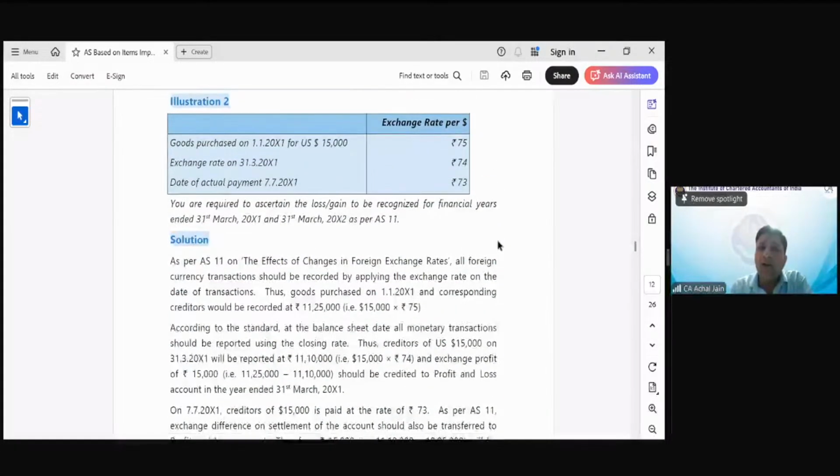So now you will reduce the amount of liability from 75 to 74. So therefore you will get a gain, or you can say foreign exchange gain you will have of 15,000. Correct? I think everyone is on that amount only.